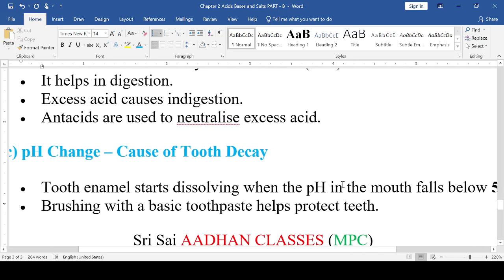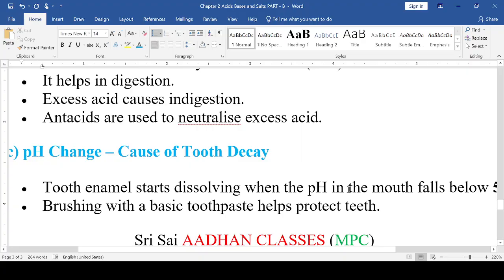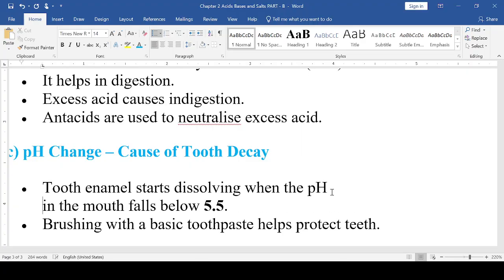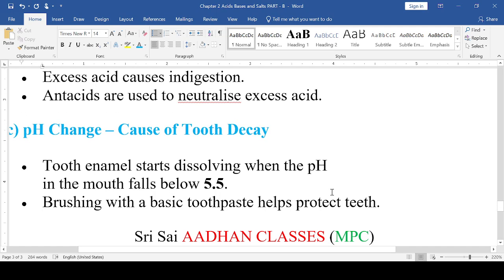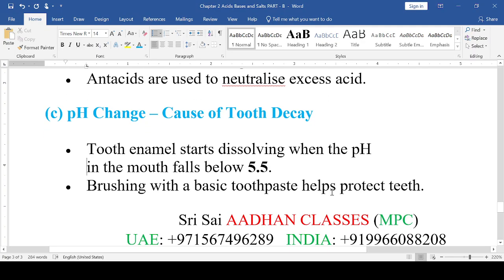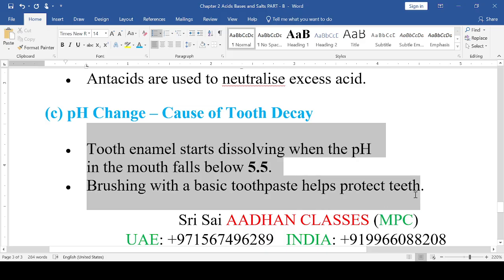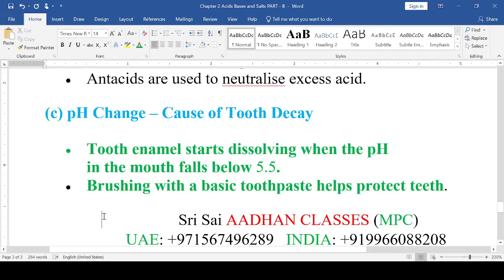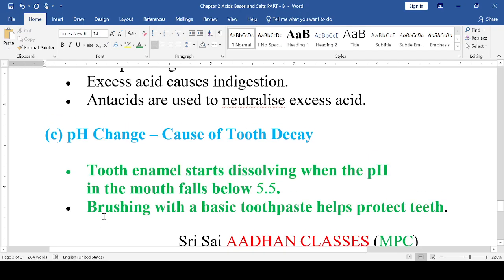Next comes pH change as the cause of tooth decay. Tooth enamel will start dissolving when the pH in the mouth falls below 5.5. Brushing with a basic toothpaste will help protect the teeth.